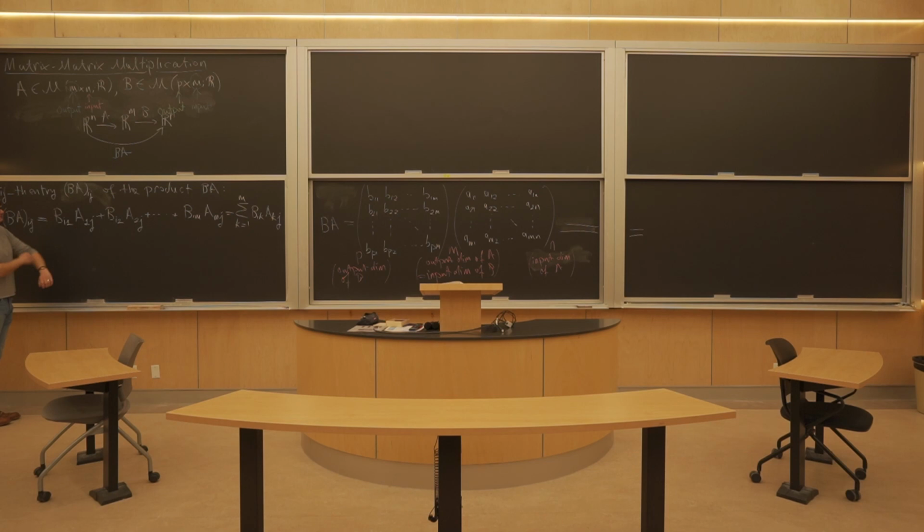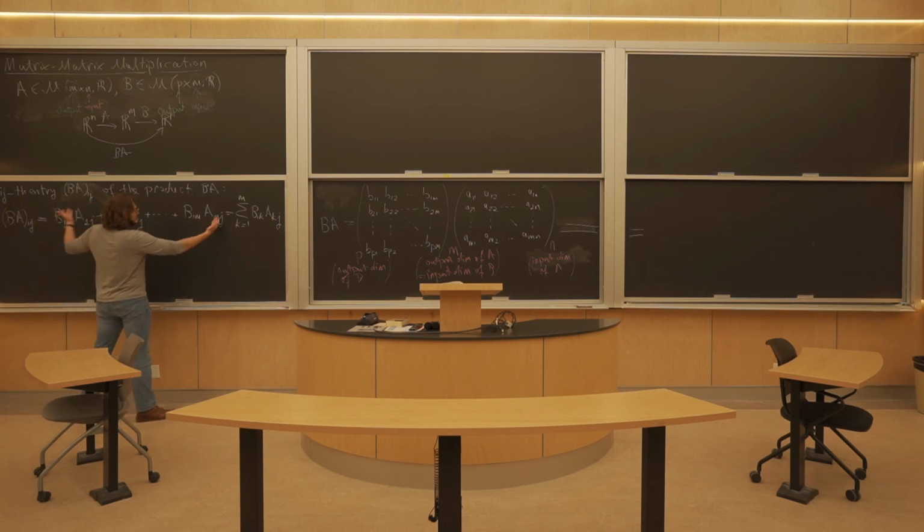More specifically, if I want to figure out what the ijth entry of BA is, I fix the ith row of B and the jth column of A. And the entries run through the ith row of B and the jth column of A. Since the output and input dimensions match, I can pair these numbers together and get this sum.